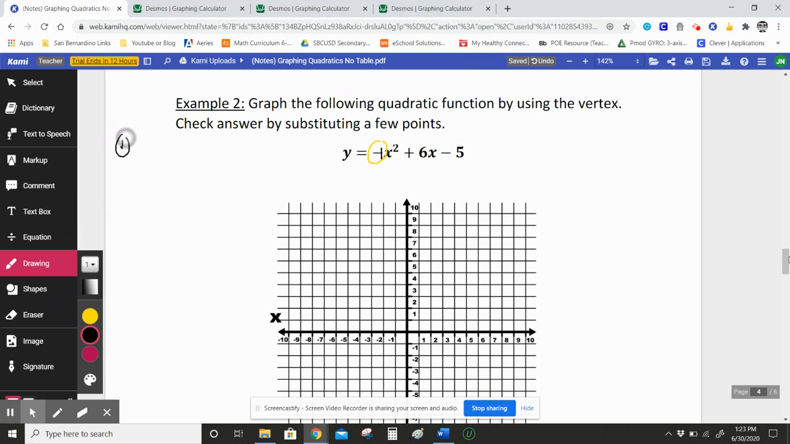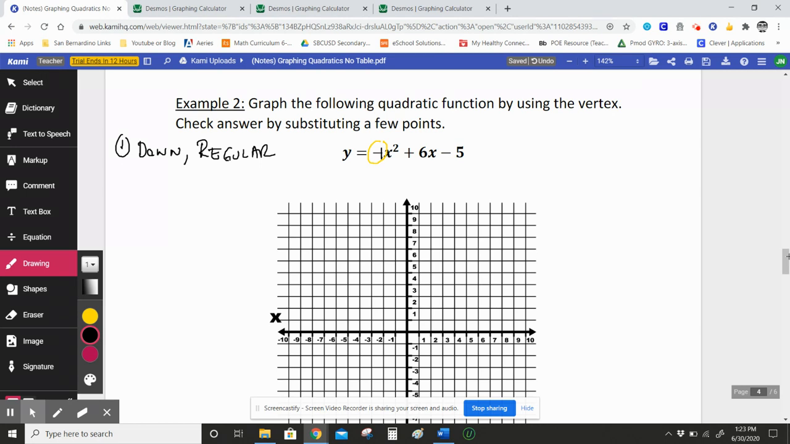So let's make a prediction. Is it going to be going up? In this case, the answer is no, because it's a negative number. So it's going to be going down. Is it going to be really skinny, really fat, or normal? In this case, since the value is exactly 1, it'll be just like a regular U, not too wide or not too narrow, not too fat, not too skinny. It's basically just a regular U shape. And then finally, we just have to do the rest of the points. So let's do the rest of the process.